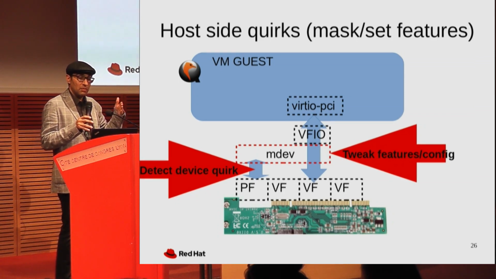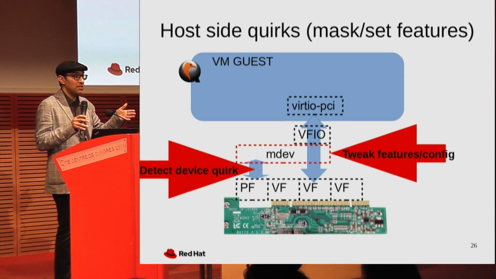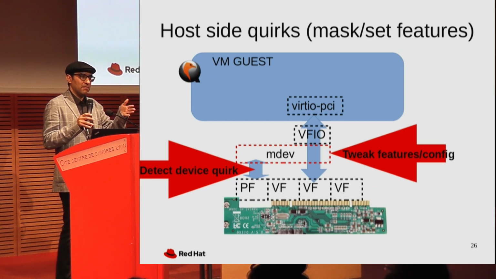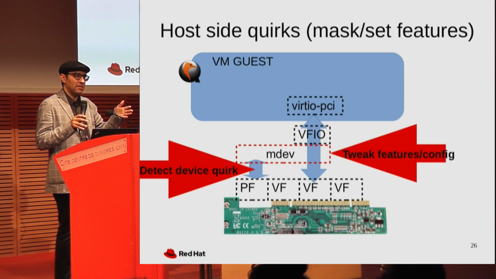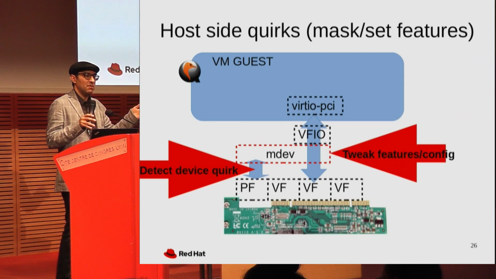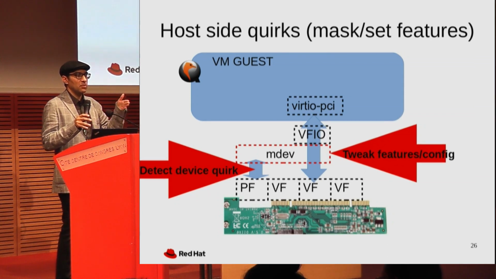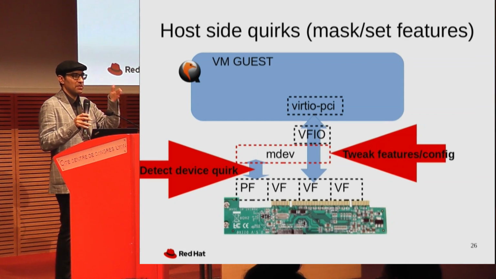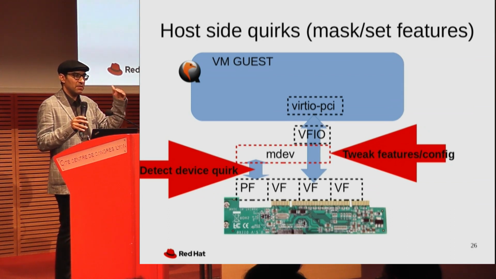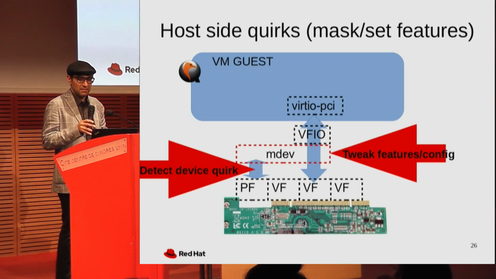And you might need to actually set some feature bits that are missing. I think I had a talk with a hardware vendor, and they didn't set the platform access flags, and then it didn't work with the IOMMU. So you can work around this in the mdev. You can set the flag, and then it will be visible to the guest of the VM as if the flag has been set.